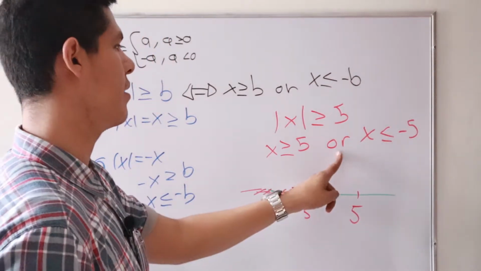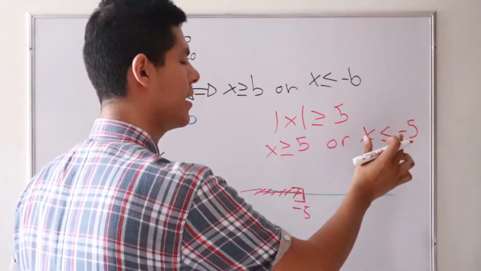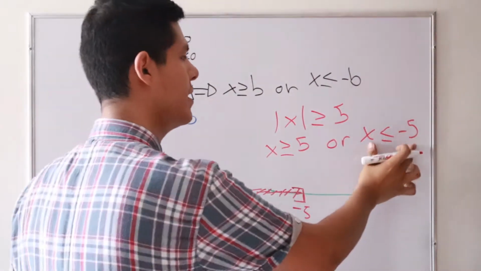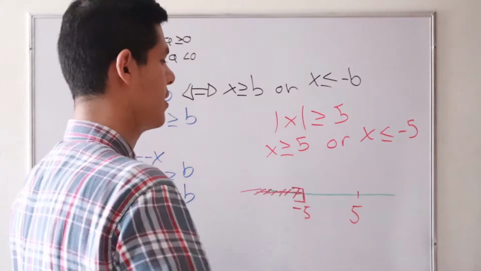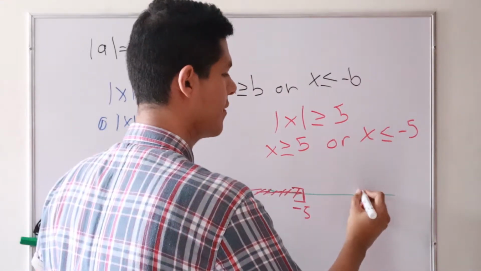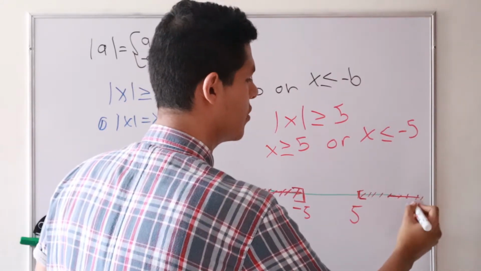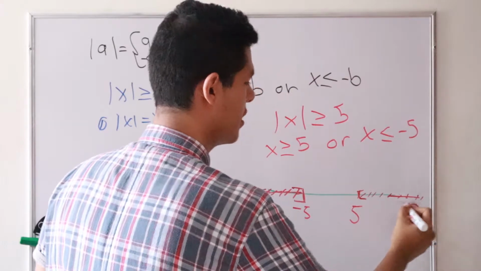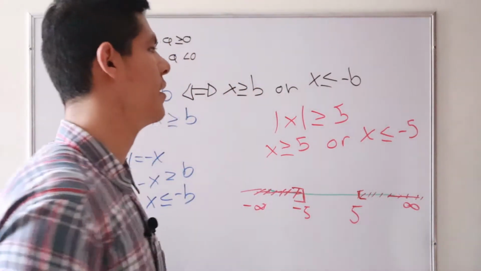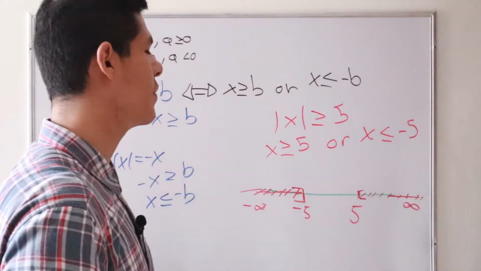And this OR is a union. So it can either have these solutions or these. So X is greater or equal to 5, so it is all these numbers to infinity, and also to minus infinity. So these are the possibilities that X can be.